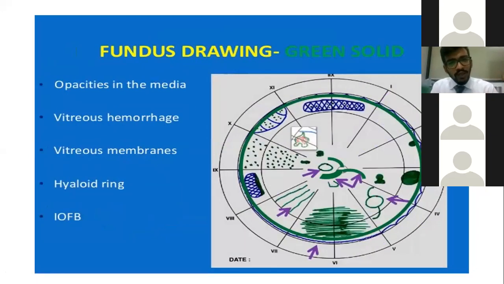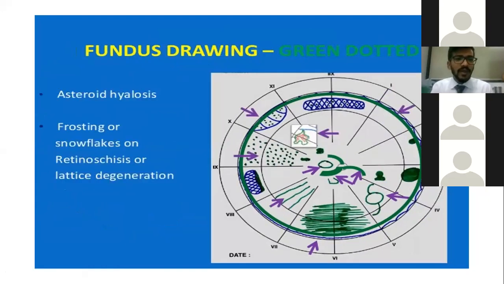Moving to the green solid, as I told you, any opacity in the media, a vitreous hemorrhage, vitreous membrane, even the Weiss ring, you can draw with green. IOFB is with green. A dropped lens or a dropped nucleus is also with green.